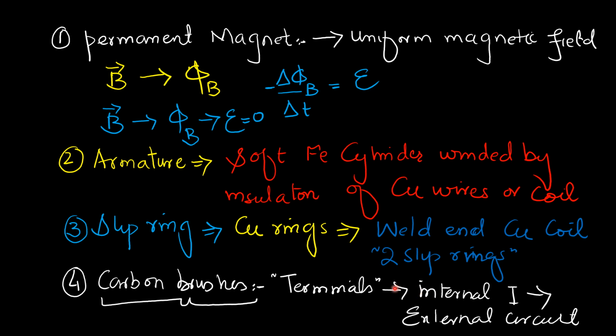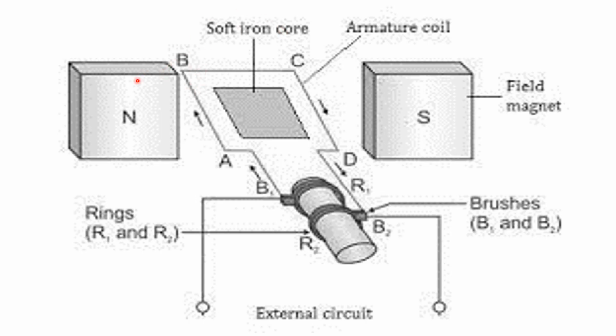Now let us explain the alternating current generator, or AC generator, with a schematic diagram. We will also explain how current is produced and flows in an alternating current generator with this schematic diagram. So this is a block diagram for an alternating current generator.